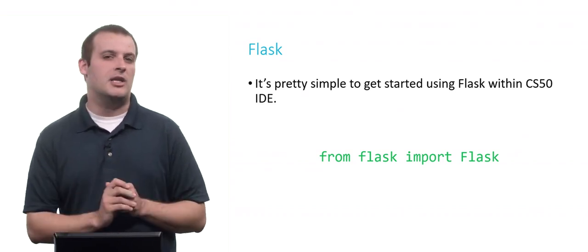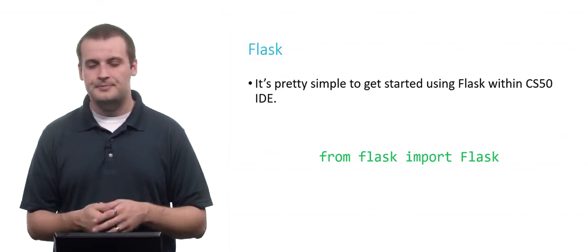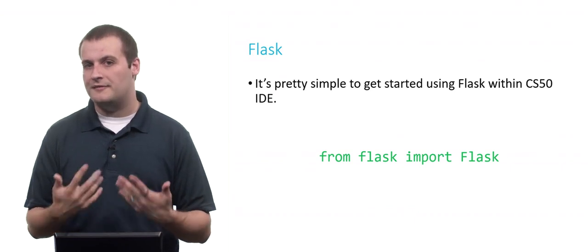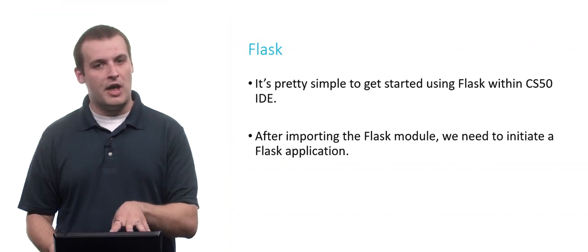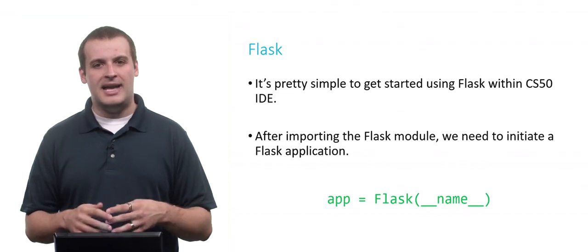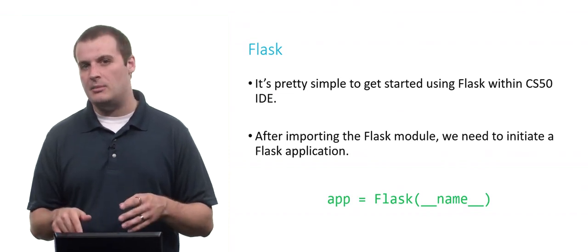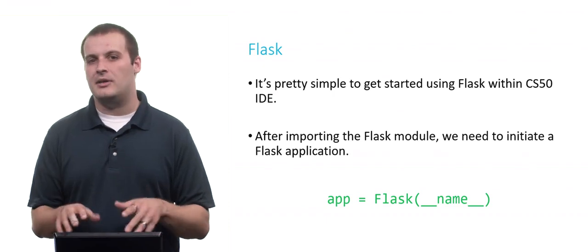Generally, you may recall from our video on Python syntax that we indicate classes with a capital letter. That's what we're doing here. We're importing the Flask class. After we import it, we then need to initialize a Flask application. You saw that on the previous code example as well. app equals Flask, parentheses, underscore underscore name underscore underscore. Underscore underscore name underscore underscore is just the name of the file.